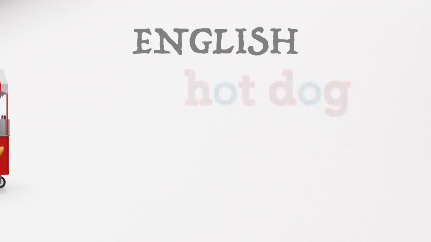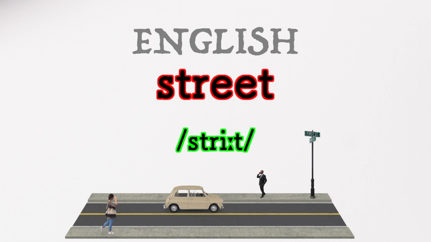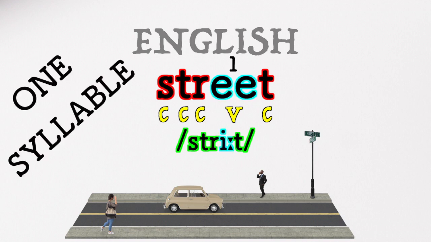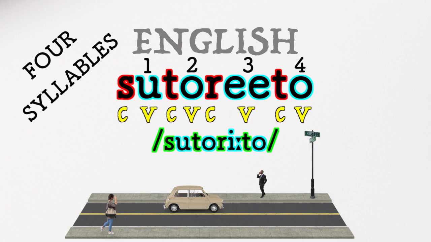Okay, for our last English word, let's look at the word street. C-C-C-V-C. This word is also 1 syllable. Let's add some vowels so that this word fits the common Japanese CV syllable type. Now we have CV, CV, CV, CV. ストリート。 And this word, which was originally 1 syllable in English, is now 4 syllables.